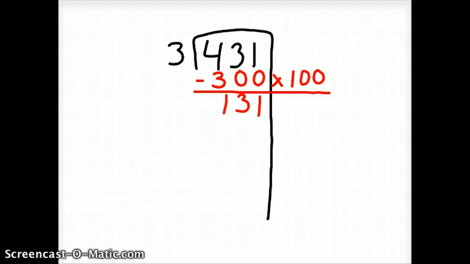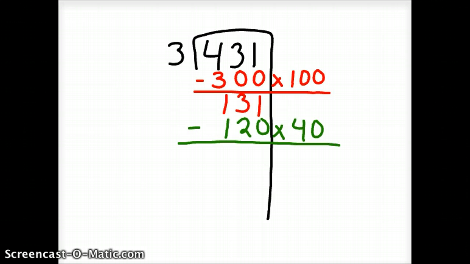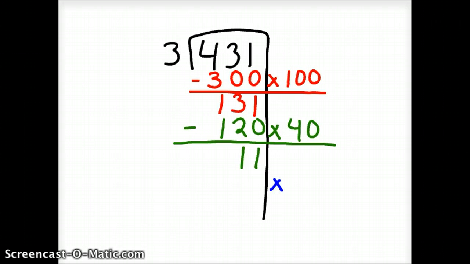And so I know that 40 times 3 is 120. And that's going to be the most efficient jump that I can make in my tens place here, because 50 groups of 3 would be 150, and I don't have that many left. I only have 131. So when I take 120 away from the 131, I'm left with 11. And so I have 11.